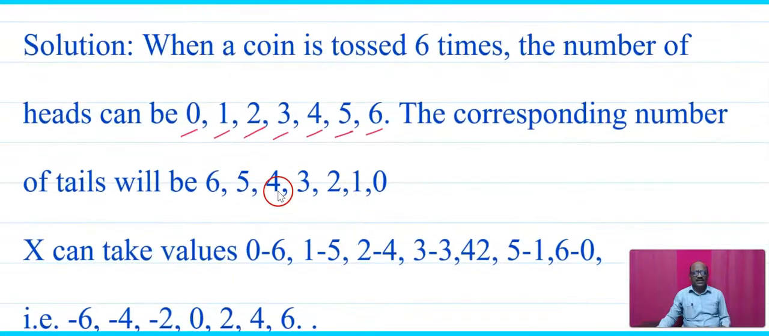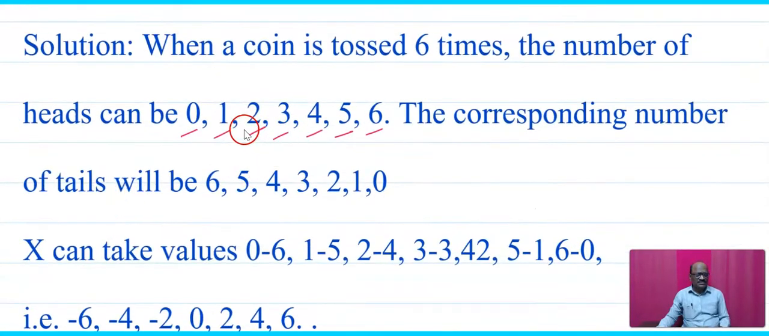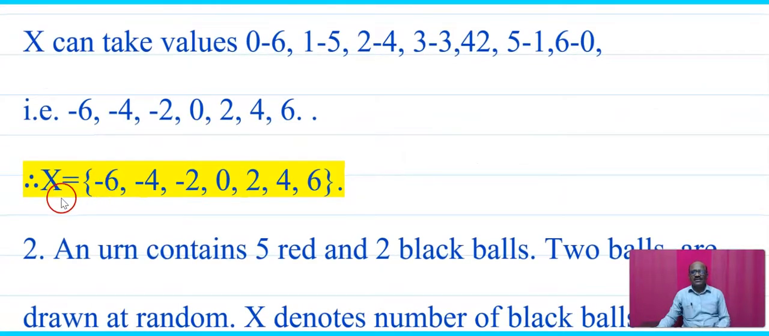Now their difference: 0 minus 6, which is minus 6. Next, 1 minus 5 is minus 4. 2 minus 4 is minus 2. 3 minus 3 is 0. 4 minus 2 is 2. 5 minus 1 is 4. 6 minus 0 is 6. Therefore, the random variable X takes the values minus 6, minus 4, minus 2, 0, 2, 4 and 6 in this way.